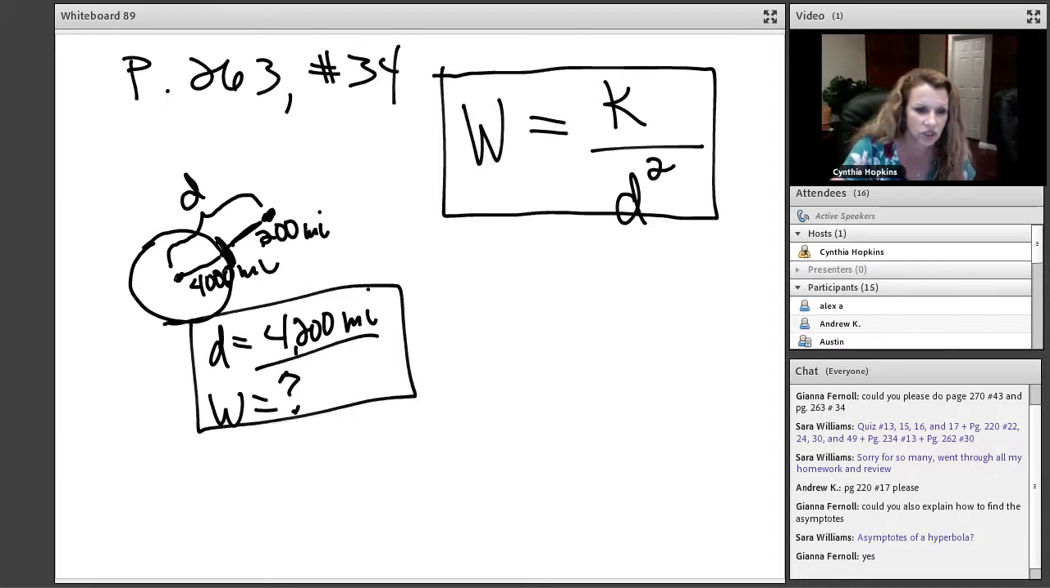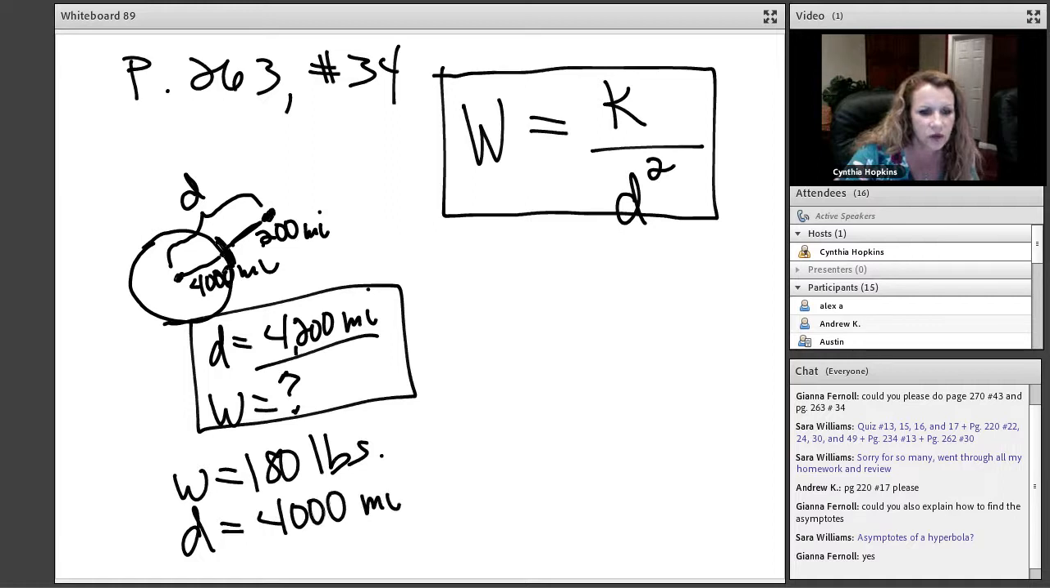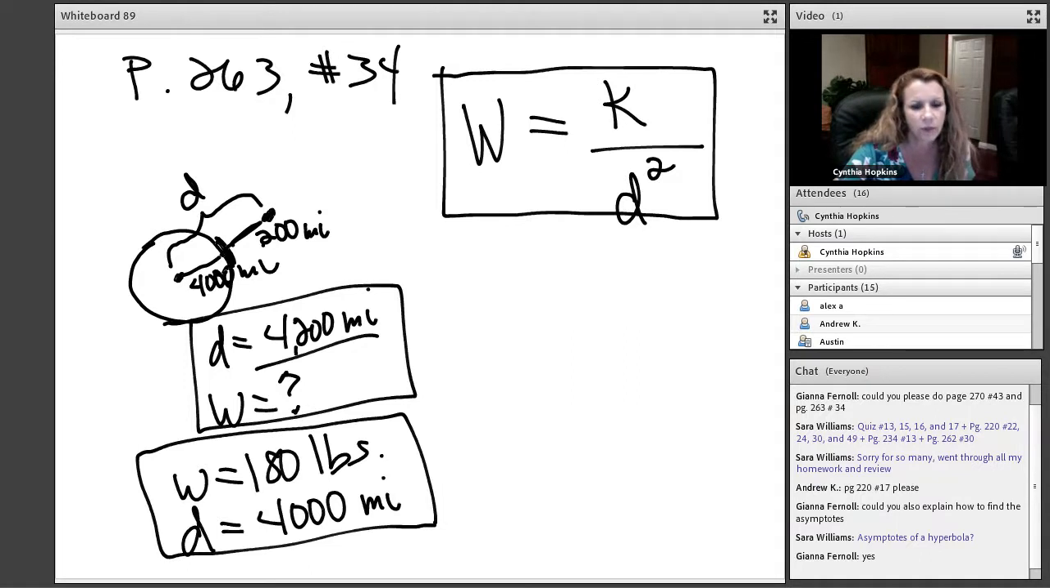That's the actual question. Then it says, if he weighs 180 pounds on the Earth's surface, so they're telling me what his weight is. Well, what do you think your D is if this 180-pound guy is on the Earth's surface? Well, look at my picture. That means he's 4,000 miles from the center of the Earth. So we're going to use this second set of information to solve for K, and then we'll be able to answer their question. All right, so I put a 180 instead of a W. I don't know K.